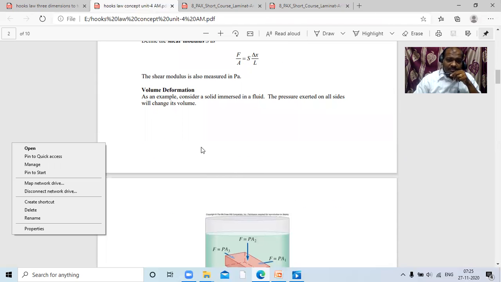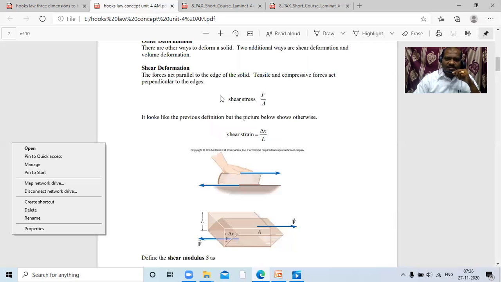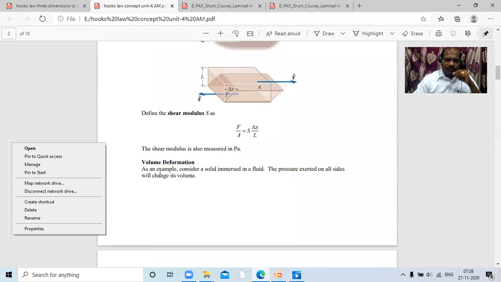Now volume deformation. In this slide, there are two conclusions. Two deformations are possible: one is shear stress and shear strain, that is, shear deformation, and the other is volume deformation. For shear deformation, this is the concept you have to remember. For volume deformation, as an example, consider a solid immersed in a fluid. The pressure exerted on all sides will change its volume.